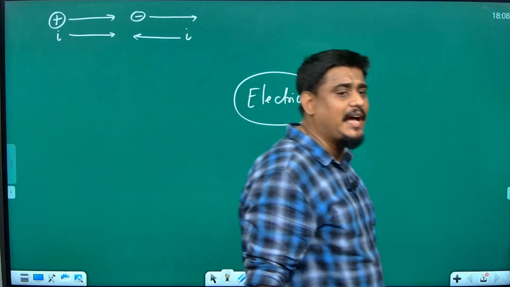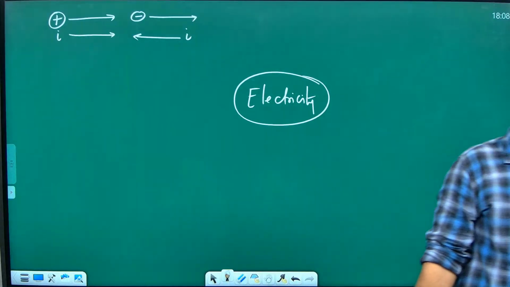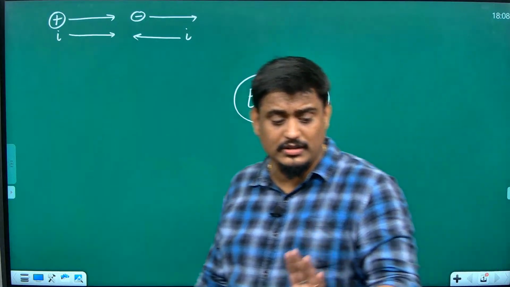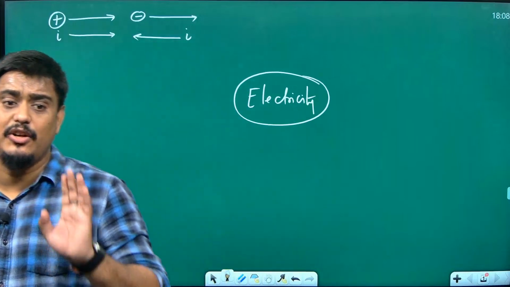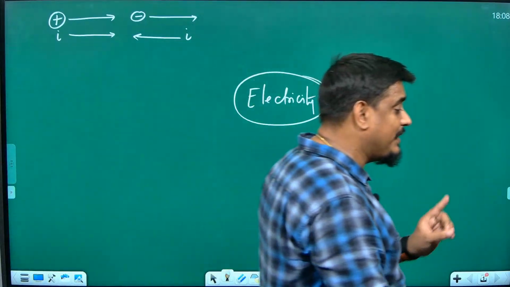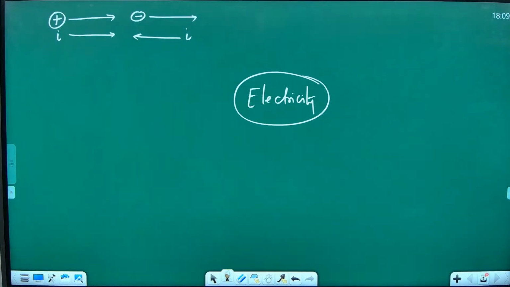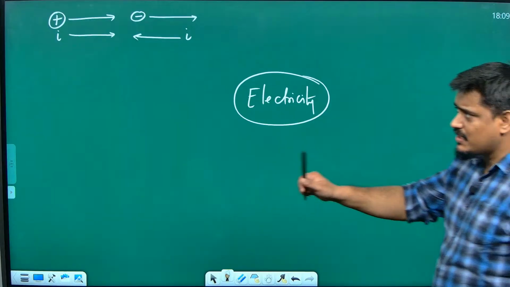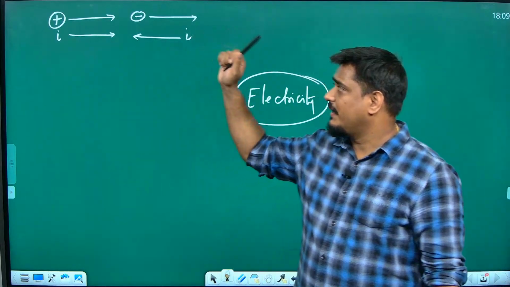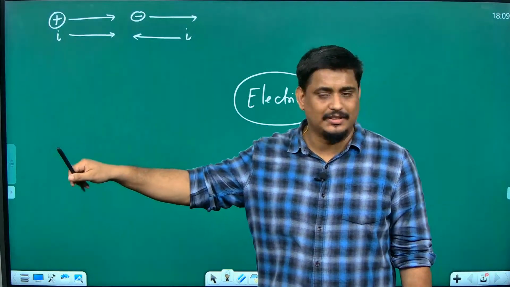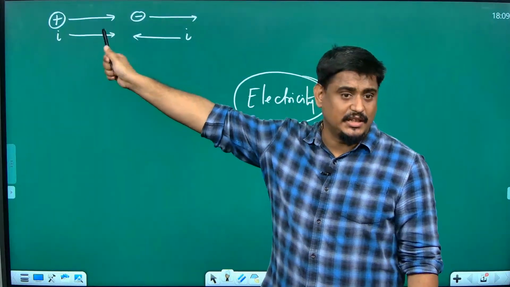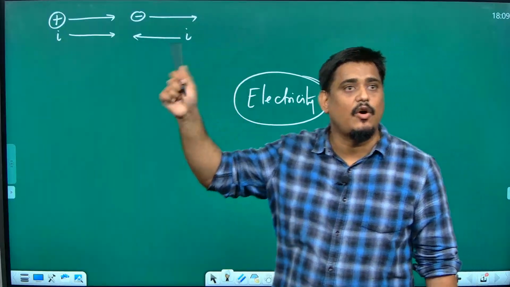Always remember that the direction of electronic current will be opposite to the movement of electrons, and the direction of conventional current will be in the same direction as the movement of protons. So, positive charge, current in the same direction; negative charge, current in the opposite direction. This current is called conventional current. This current is called electronic current.